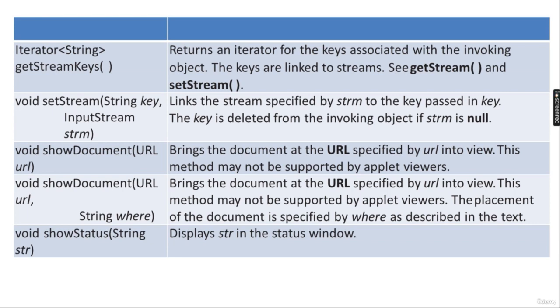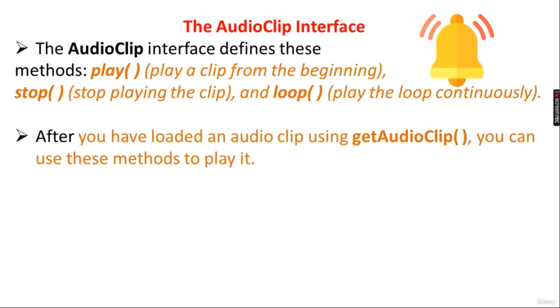showDocument(URL) brings the document at the location specified by the URL into view. This method may not be supported by applet viewers. Okay, so it will show the document. Void showDocument(URL, String where) brings the document at the URL specified by the URL into view. This method may not be supported by applet viewers. The placement of the document is specified by where, as described in the text. Void showStatus(String) displays the string in the status window.